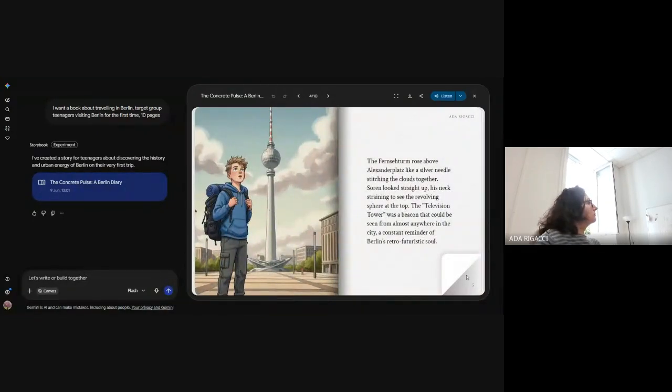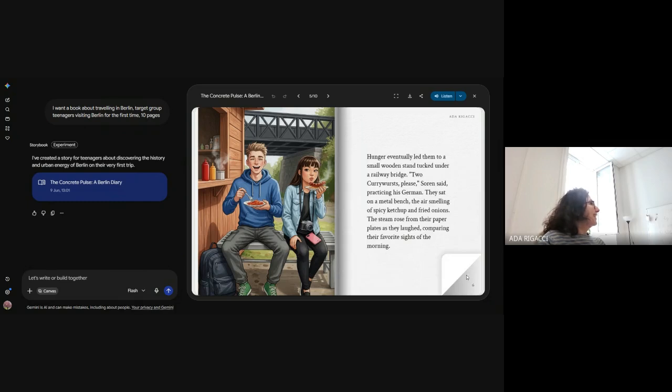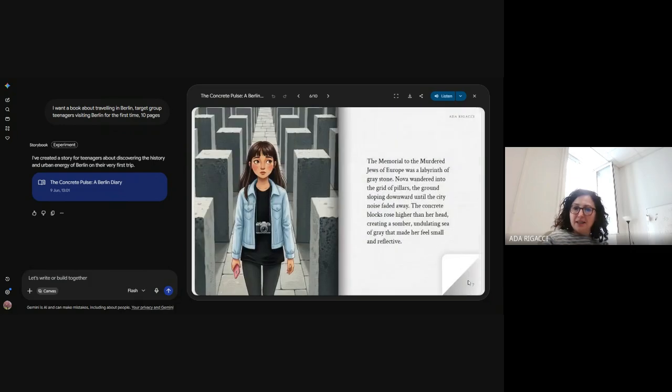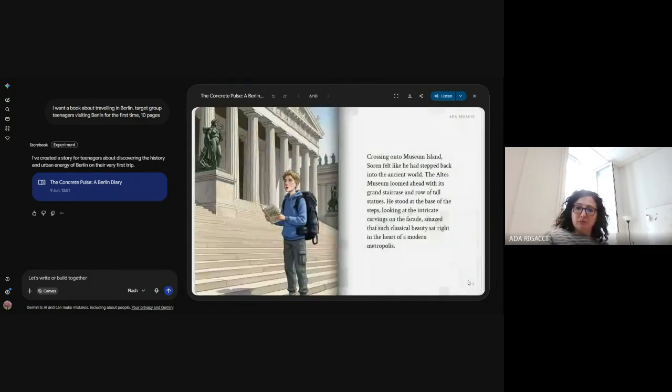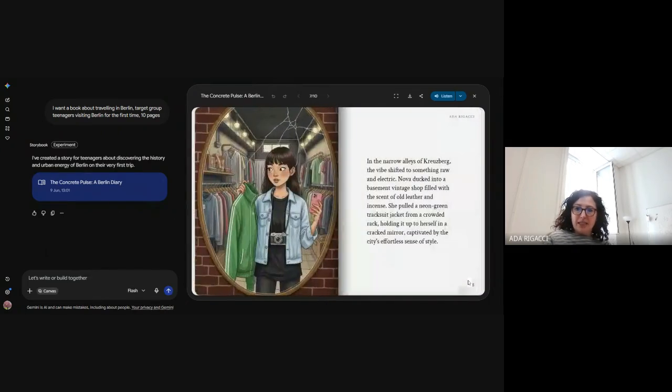Fernsehturm. Okay, they're also trying currywurst. Okay, so pretty nice. The Holocaust Memorial. Museum Island. Very nice. And if I want, I can also ask to listen to the story.